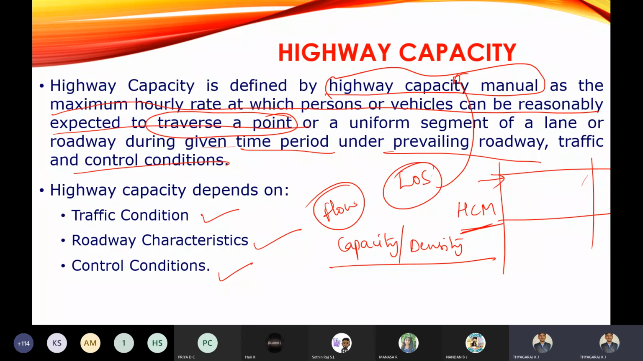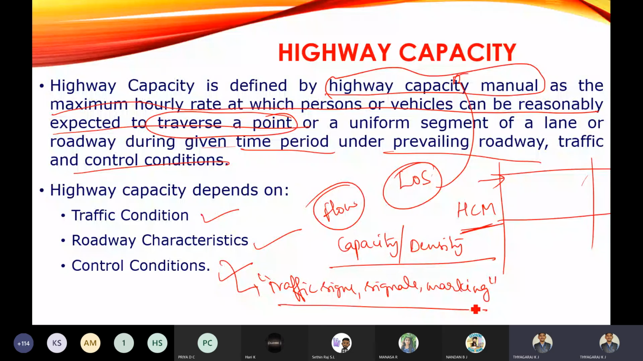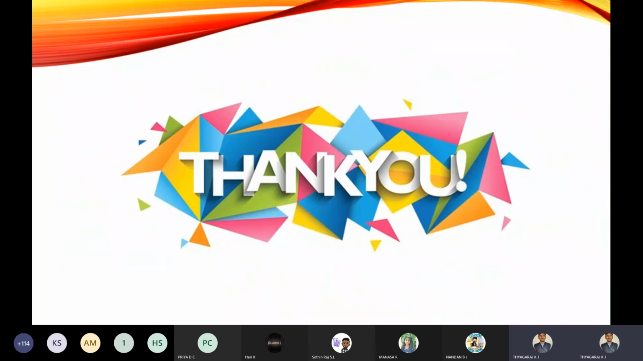Then control conditions: these are traffic signs, signals and markings, which are the controlling factors that affect highway capacity. So traffic condition means mixed traffic flow, free flow and forced flow. Roadway characteristics are the categories of roads. Control conditions like traffic signs, signals and markings affect the traffic capacity or highway capacity. With this I conclude the second module.